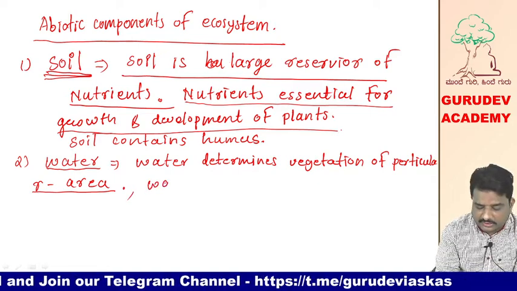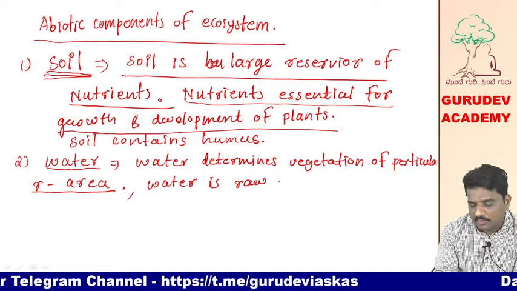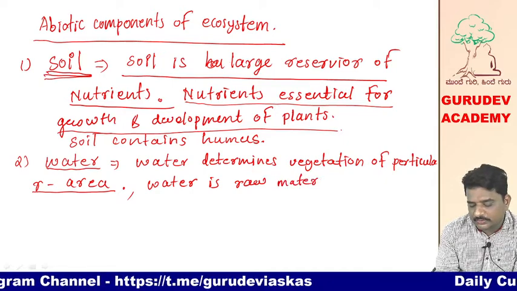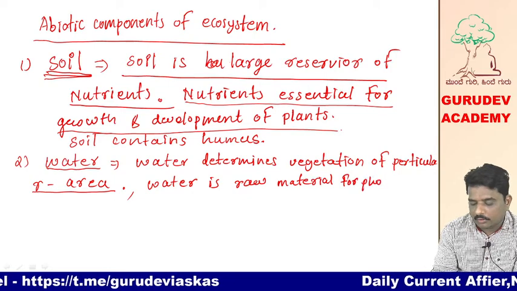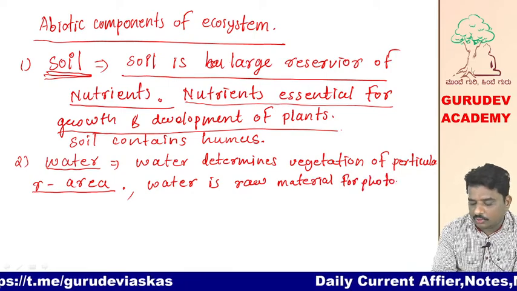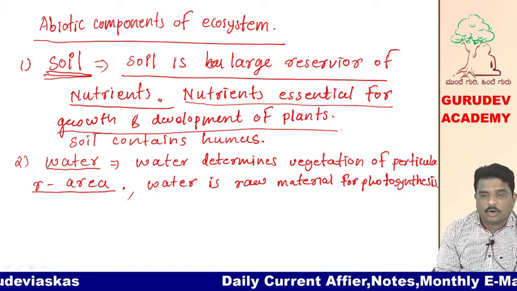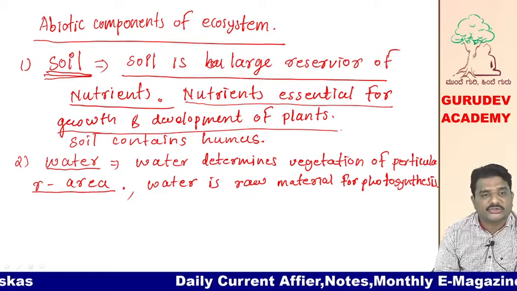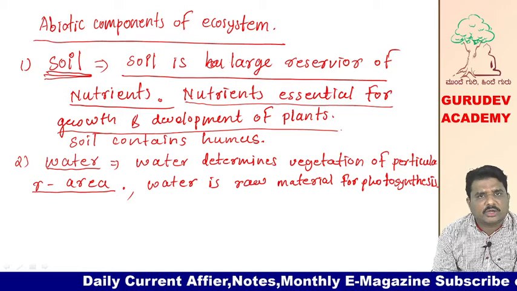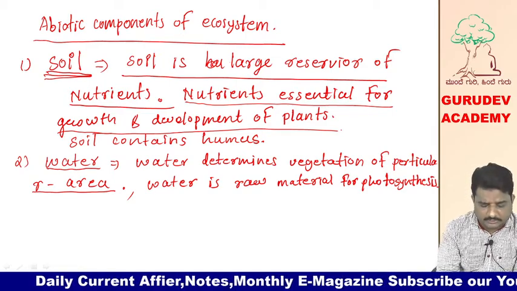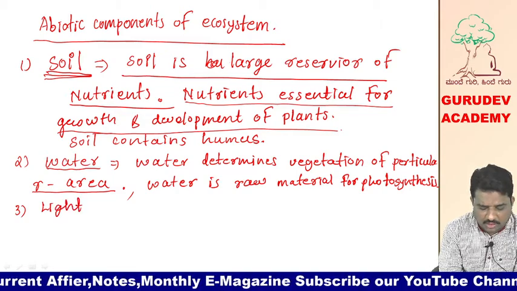Even water is a raw material for photosynthesis. Water is a raw material for photosynthesis. Without water, there is no photosynthesis. Okay, so this is about the importance of which abiotic factor? Water. Then light. So what is the role of light in the ecosystem?